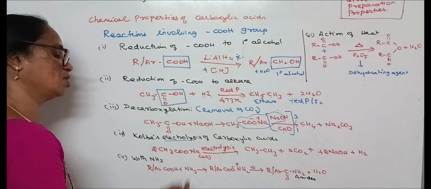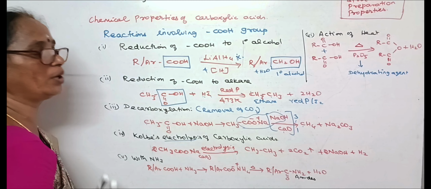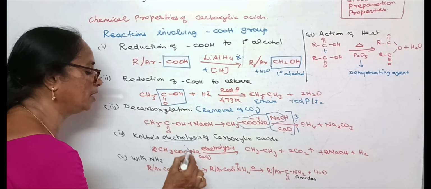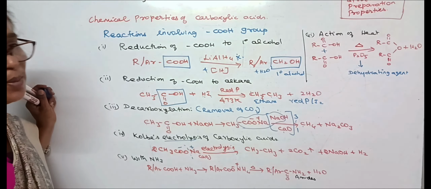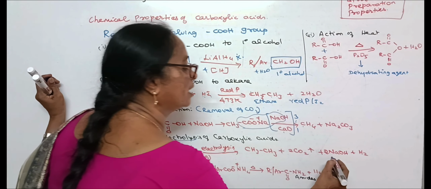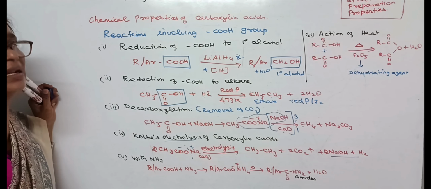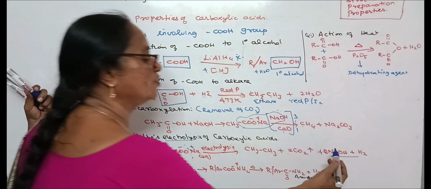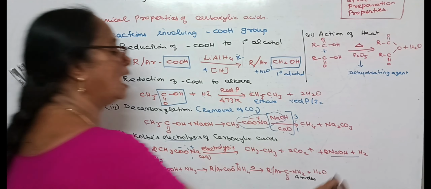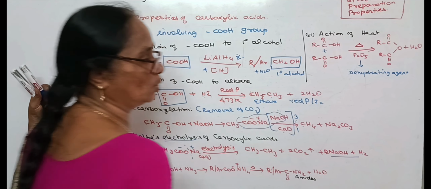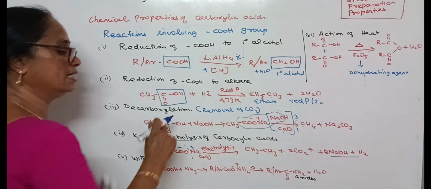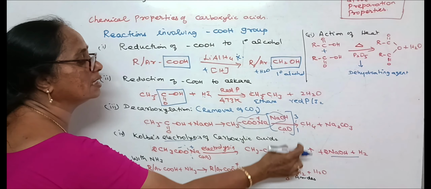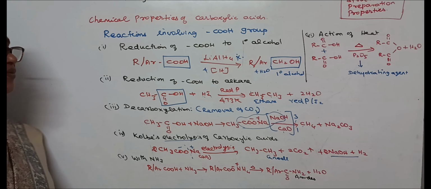So in Kolbe's electrolysis, we have to take the aqueous solution of sodium salt of carboxylic acid. When it undergoes electrolysis, it is split up into carboxylate ion and sodium ion. This sodium ion is converted into sodium hydroxide and hydrogen, because water takes part in the reaction, and hence we will get sodium hydroxide and hydrogen. Hydrogen will be liberated at the cathode. But in this case, the acetate ion is liberated at the anode, where we are getting the higher member, ethane, and carbon dioxide.